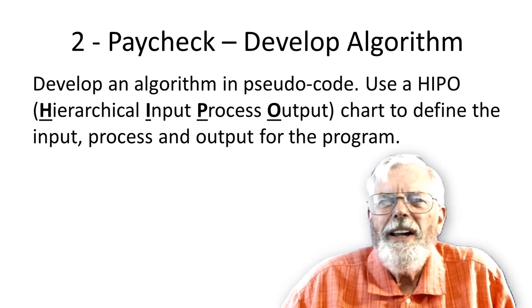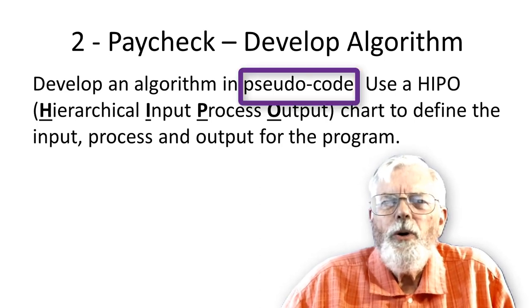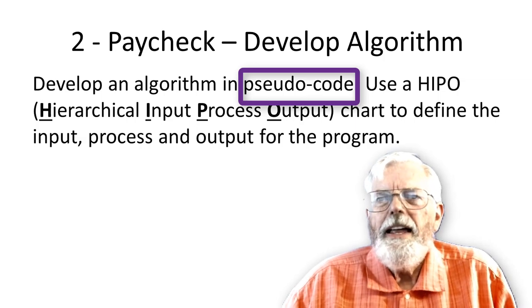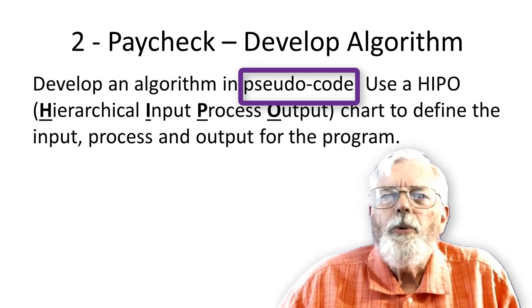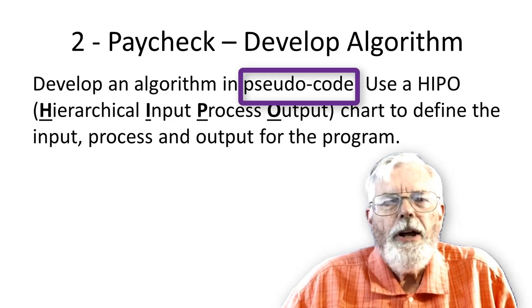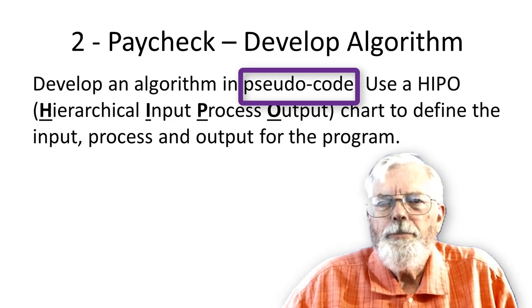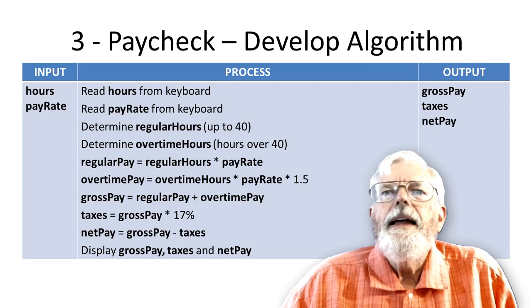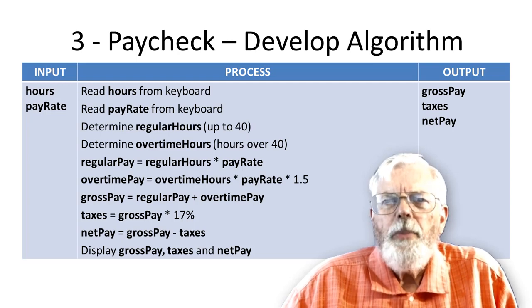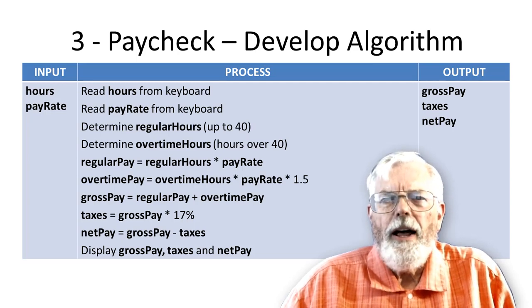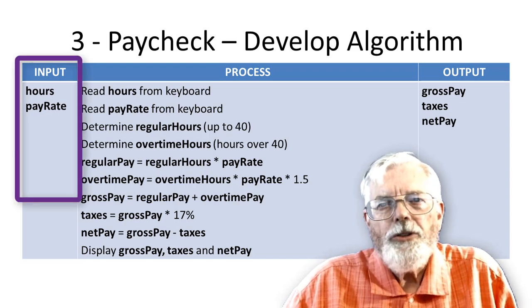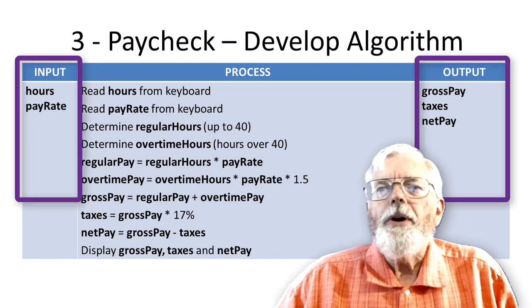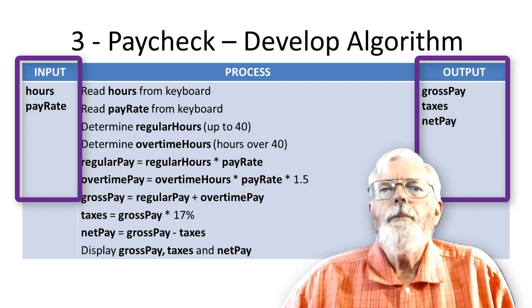It's more in English. A lot of times pseudocode is given to the programmer to say, here's how I want the program to work, and it's up to the programmer to write the code in C, C++, Java, or whatever language is being used. In this hierarchy, input, process, output chart, also called a HIPO chart, we want to define the inputs. In this case, it's hours and pay rate, and the outputs, gross pay, taxes, and net pay.